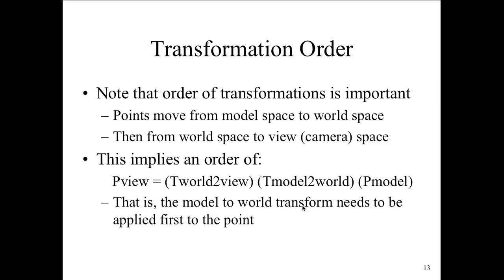So this implies an order. The P view, the transformation view, is the world to view transformation times the model to world transformation applied to the model. It's going to give us our view. So the model to world transformation needs to be applied first to the point. It'll start from the centermost point and work outward, or it can start from the camera angle point and work outward.